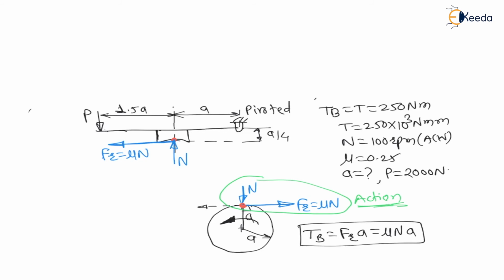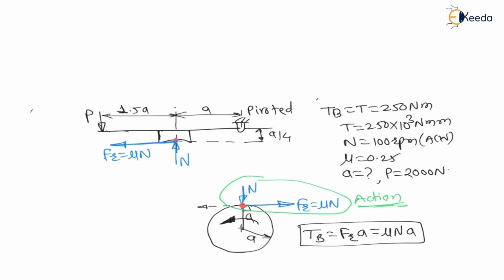Now for equilibrium of this lever, the summation of moments about the pivot must be equal to 0, right? Therefore write down the equation. While considering moments, clockwise moments are considered positive and anti-clockwise moments are considered negative. This actuating force P is creating an anti-clockwise moment about this pivot, therefore it is negative. Therefore minus P, which is at distance 1.5 A plus A, that is 2.5 A from the pivot, into 2.5 A.